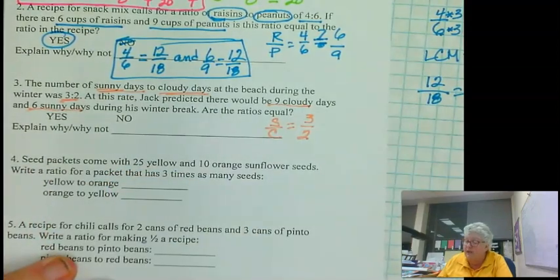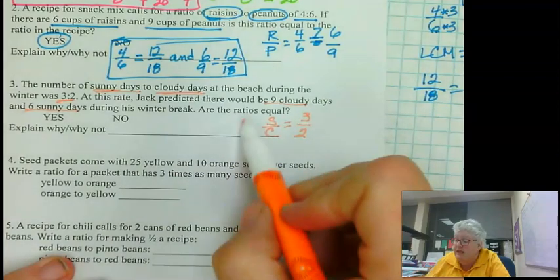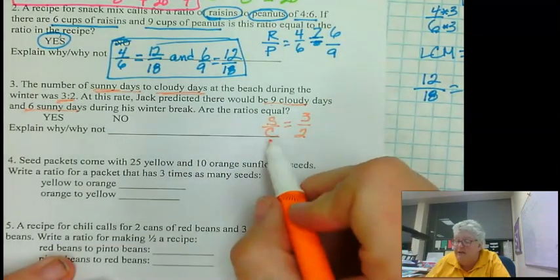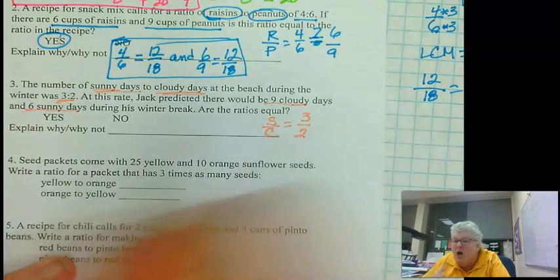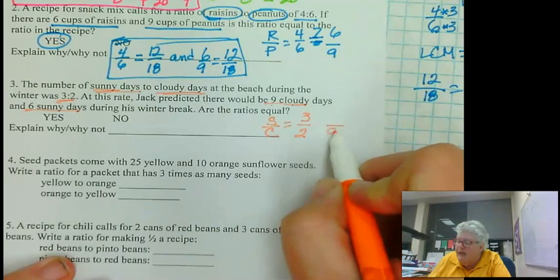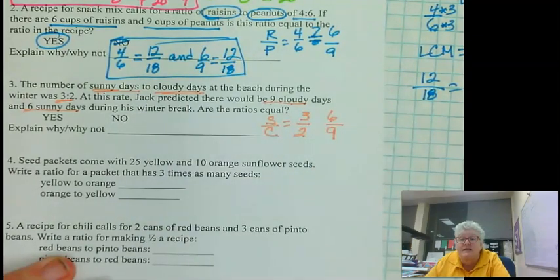So, pay attention. Remember, order matters. They're trying to trick you with this because it says 9 cloudy days first, but cloudy's on the bottom. All right? So, we're going to put the 9 here and then the sunny days, which is 6, up top.